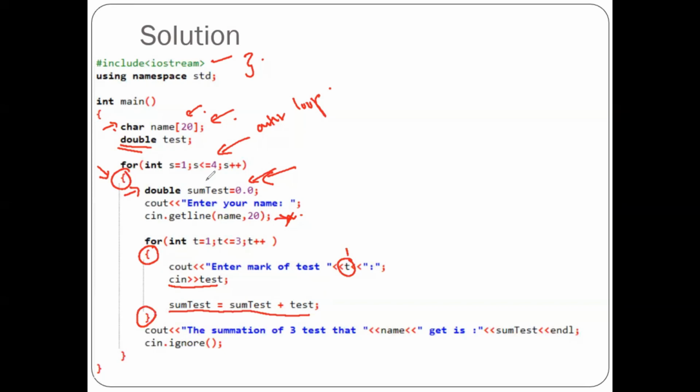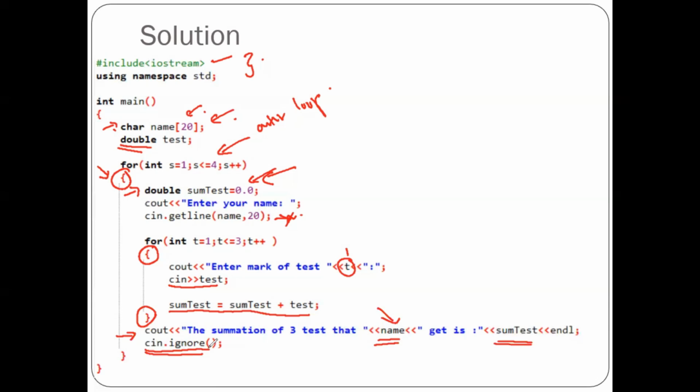And then you put the message in here. cout the summation of 3 tests, and you call the variable that stores it for the student, that is, you call the sum test variable. Okay, so cin dot ignore. Why do I put the cin dot ignore in here? Because when you run this code, you will get a logic error, meaning it will skip the input for the second student. So that's why I use cin dot ignore.